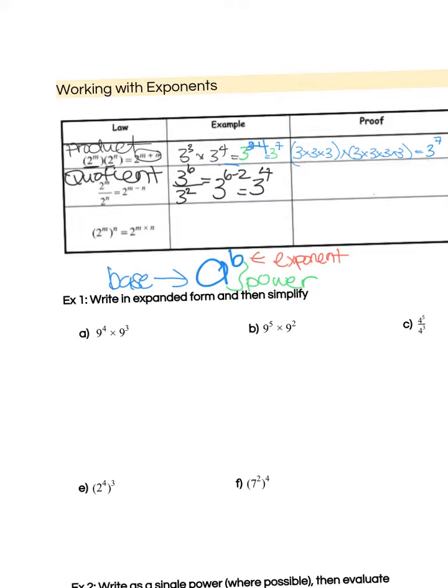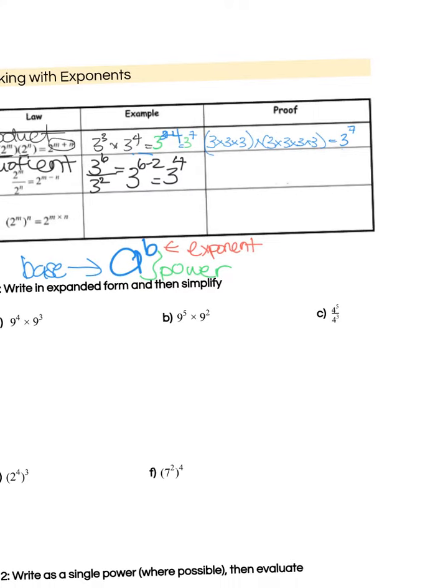Okay, so let's again look at the example of this. If I have 3 to the power of 6 over 3 to the power of 2, that's the same thing as me saying I have 3 times 3 times 3 times 3 times 3 times 3, all divided by 3 times 3.